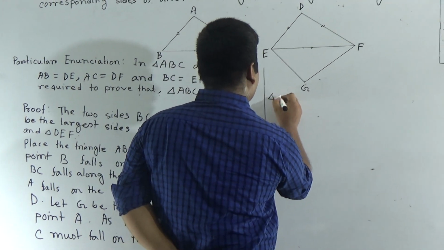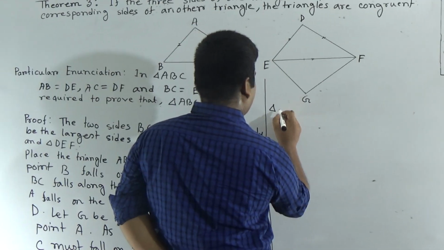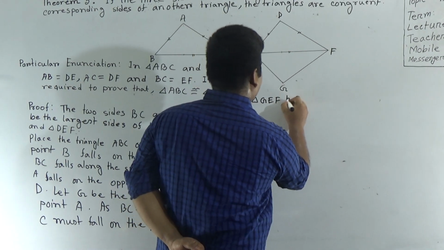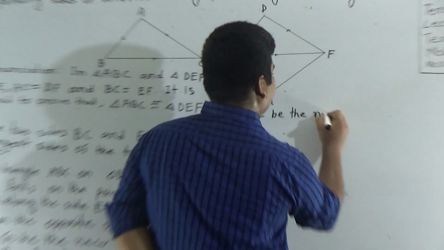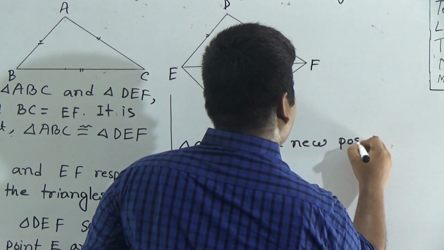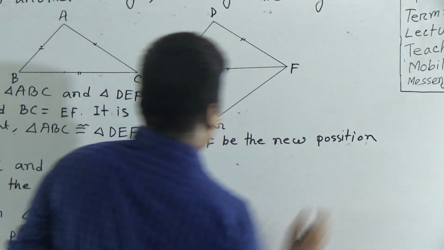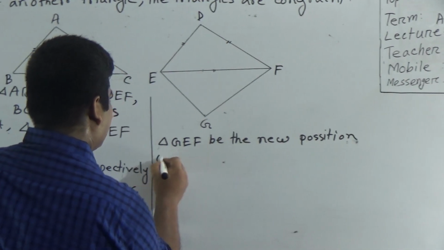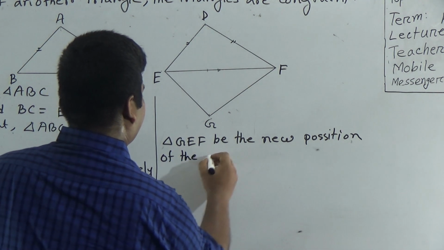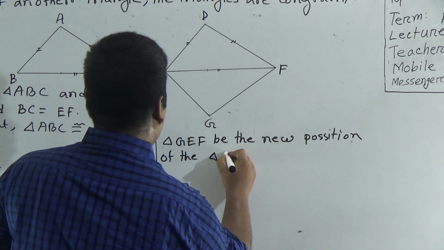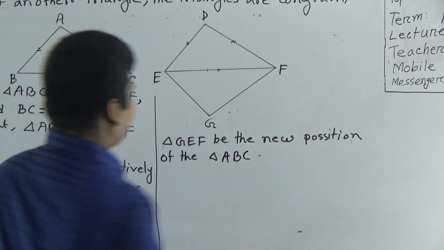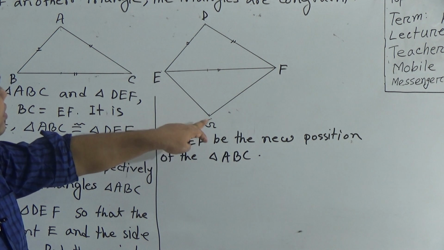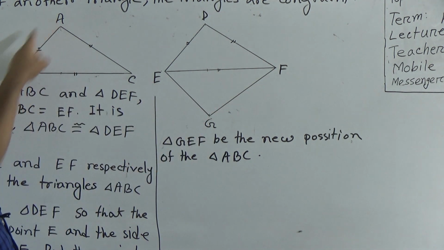Therefore, triangle GEF be the new position of the triangle ABC. My dear students, now we consider these two triangles, this GEF and this triangle ABC.